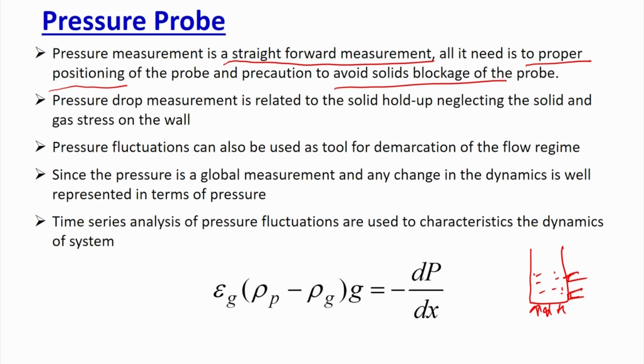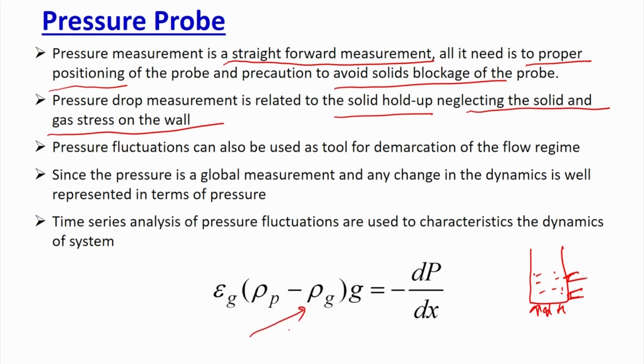And in case of gas solid, the pressure drop measurement is directly correlated with the solid hold up, that is, how much solid is there. Major pressure loss you will get because of the solid. So, the pressure drop is directly proportional to the solid hold up, provided you neglect the solid and gas stress on the wall, because you are measuring the pressure at the wall. Then it is directly correlated with the solid hold up. And how is it correlated?